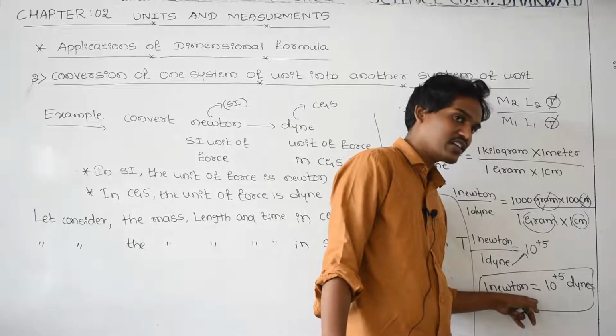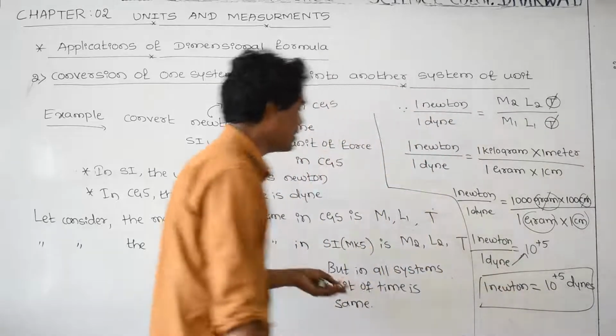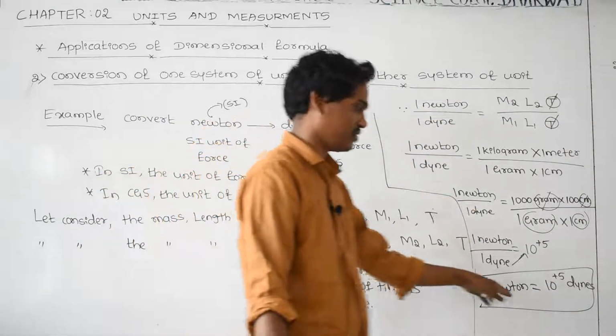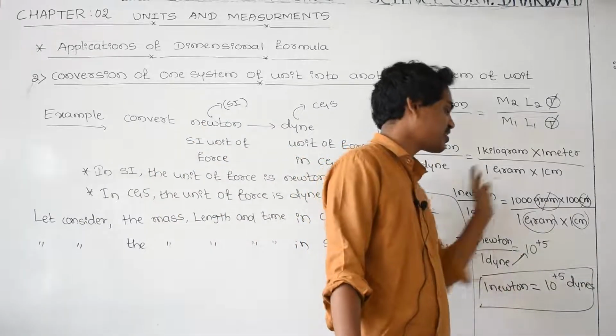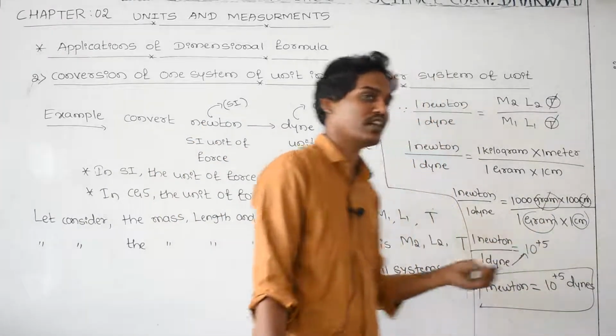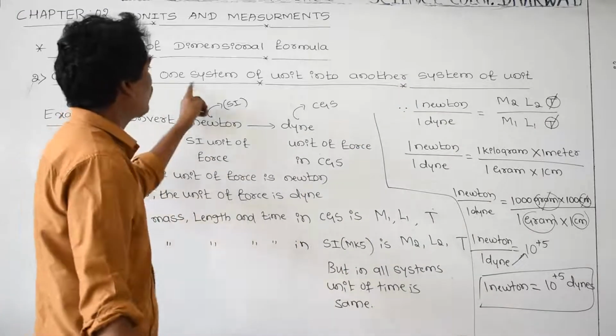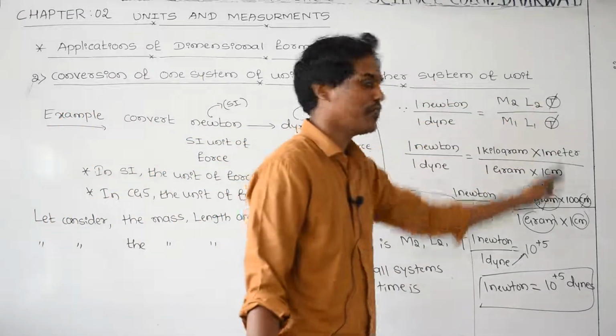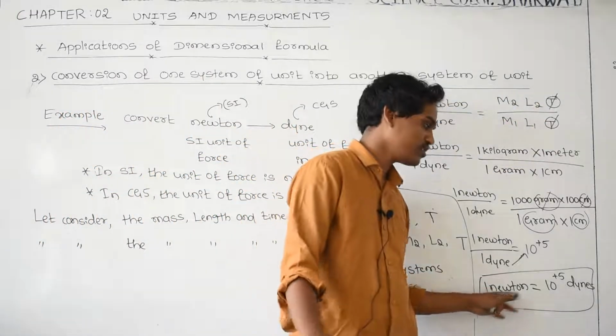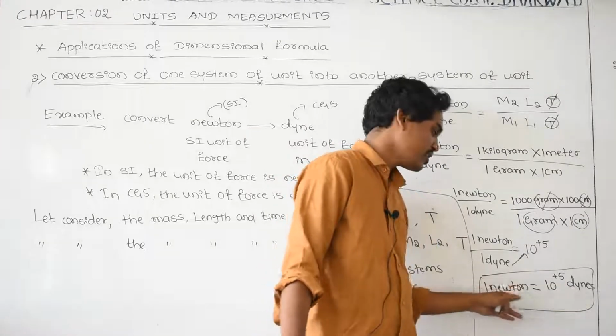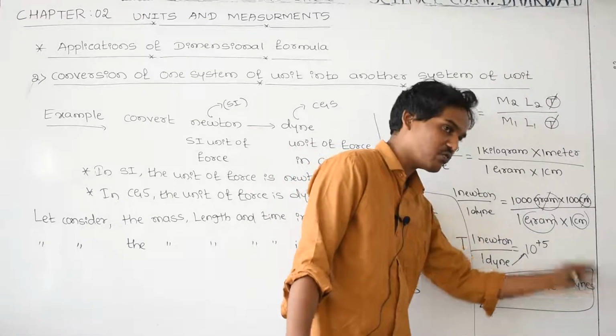What I did, are you understanding? I just converted Newton to dyne. Newton to dyne means SI system to CGS system, I have just converted. Conversion of one system of unit into another system of unit. It means that the Newton is an SI unit, dyne is a CGS unit. SI to CGS I just converted.